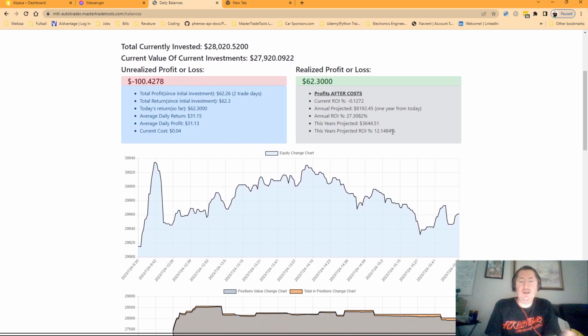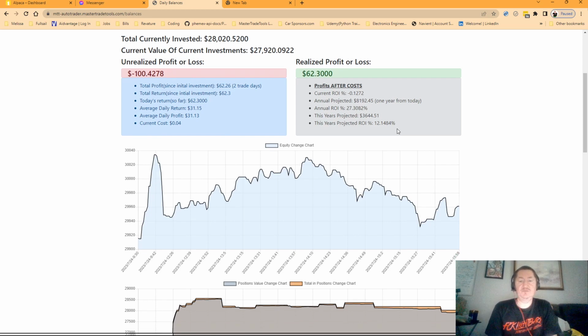So then over here, we have our profits after costs. The current ROI takes into account our unrealized profit, our realized profit, and our costs, and tells us what our current ROI percentage is. Annual projected, as I said, is 1 year from today, which in this case says we're supposed to make $8,192.45. Annual ROI is the return on investment percentage projection, which is showing as a 27.3082% ROI projected 1 year from today.